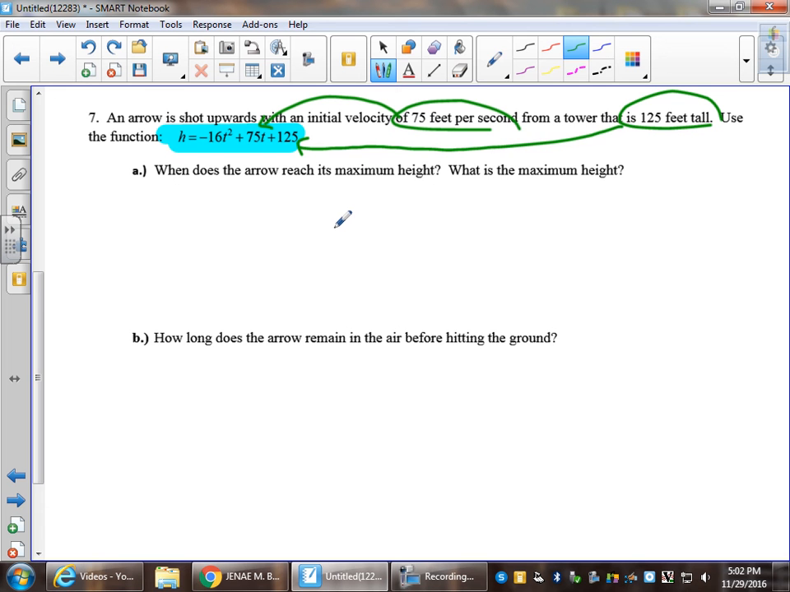When does the arrow reach its maximum height? Maximum height should scream vertex. And then how long does the arrow remain in the air before hitting the ground? Ground is when is it at a height of 0. So this is another example of how high is always vertex. How far, we're going to set it equal to 0 and solve for x-intercepts.